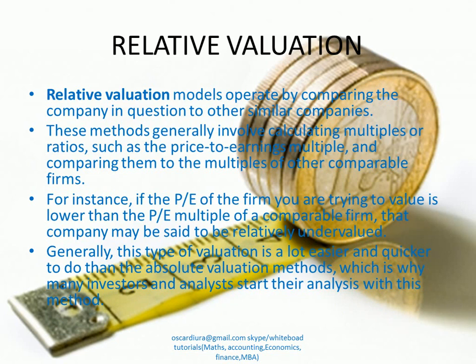So generally, this type of valuation is a lot easier and quicker to do than the absolute valuation method, which is why many investors and analysts start their analysis with this method. So this is the first method you should do when you are trying to value a company. Start off with the PE ratio, calculate the PE ratio of the company, and compare it to the peers of the other companies in the industry. If the PE ratio is good enough, then you might start looking into other methods so that you complement the PE valuation method.